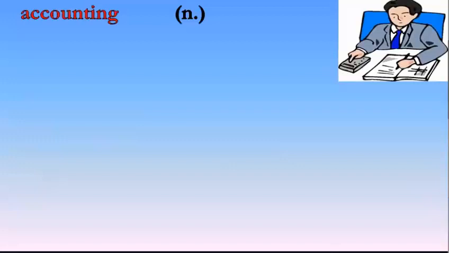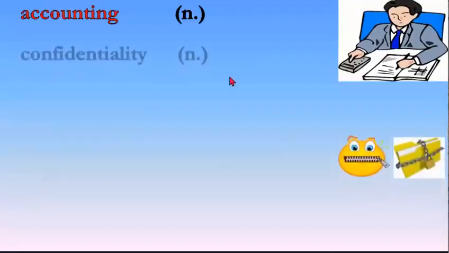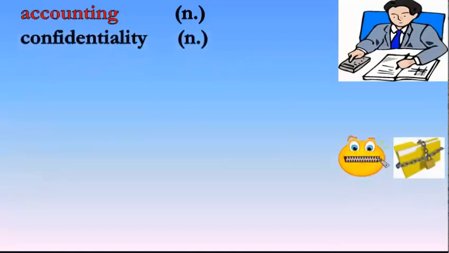Next, we have the word confidentiality. Repeat after me: confidentiality. When I say it's private, it's a secret, so this is confidentiality. Working in a bank, of course, needs or requires confidentiality. It means to keep private information of bank accounts, of course, to keep them as a secret. So repeat after me again: confidentiality.